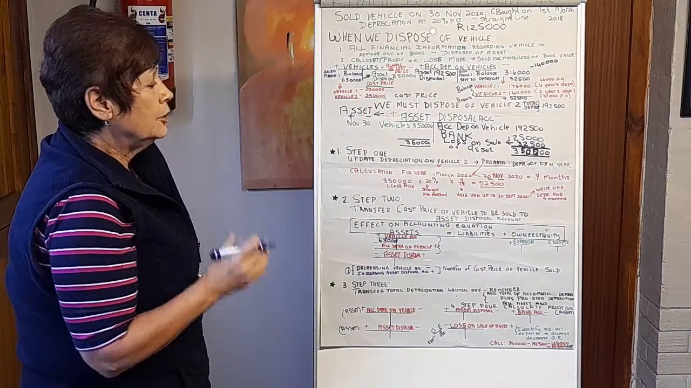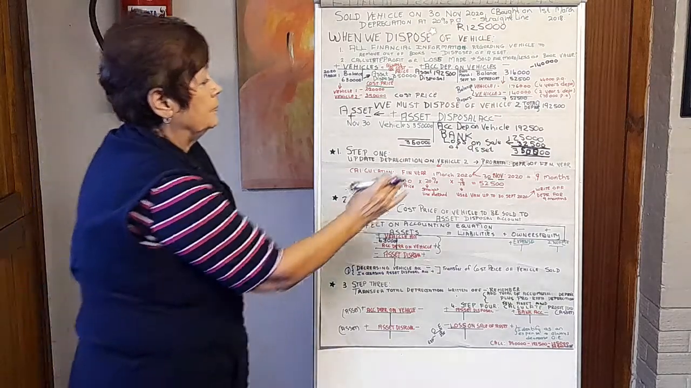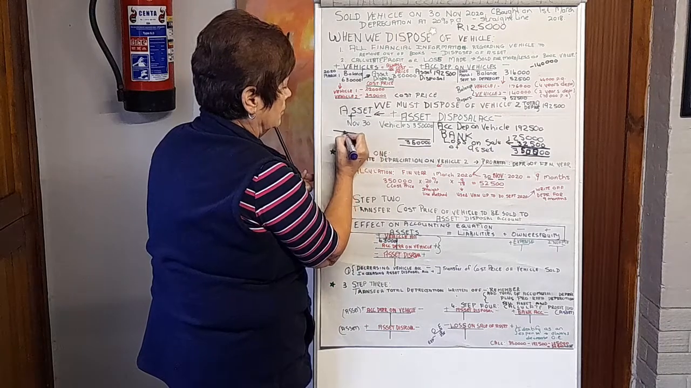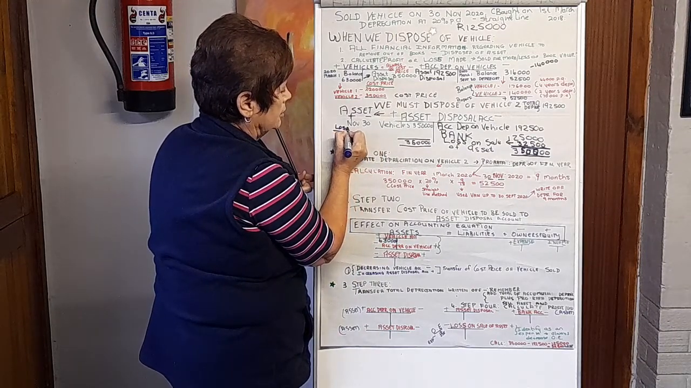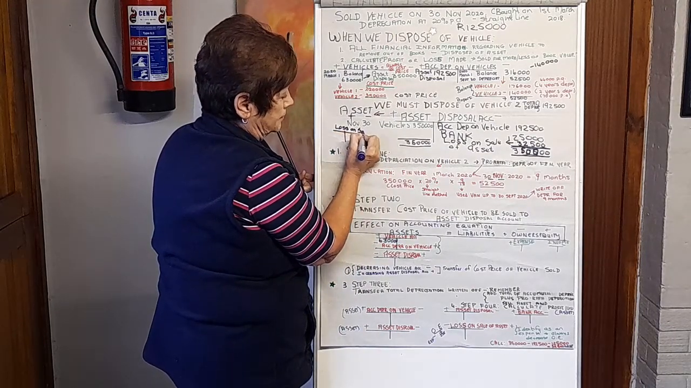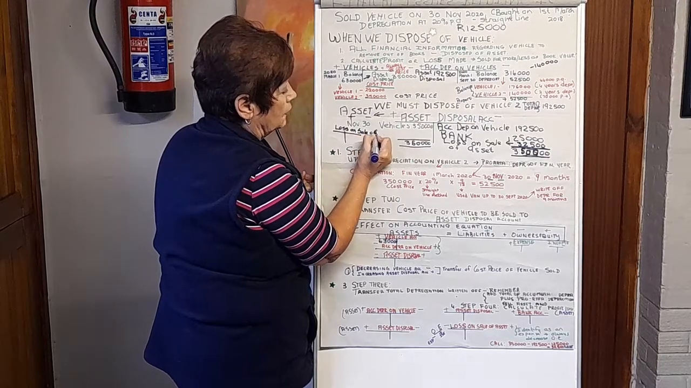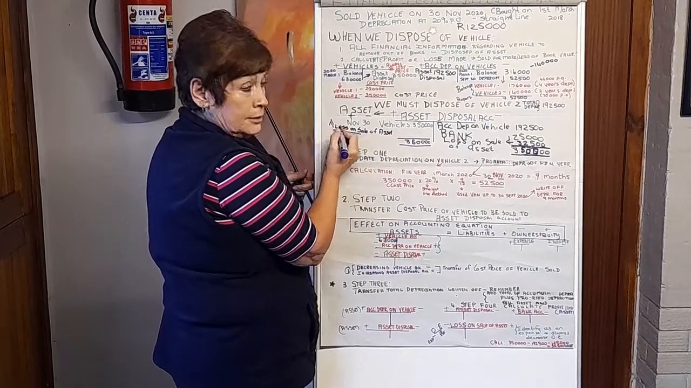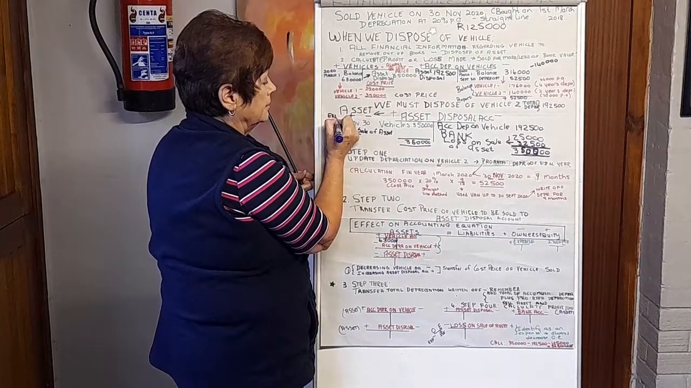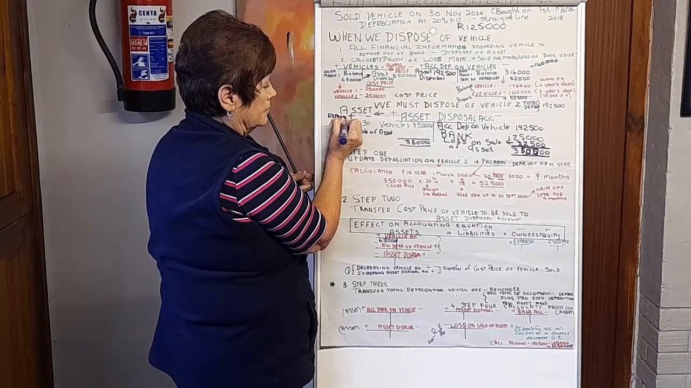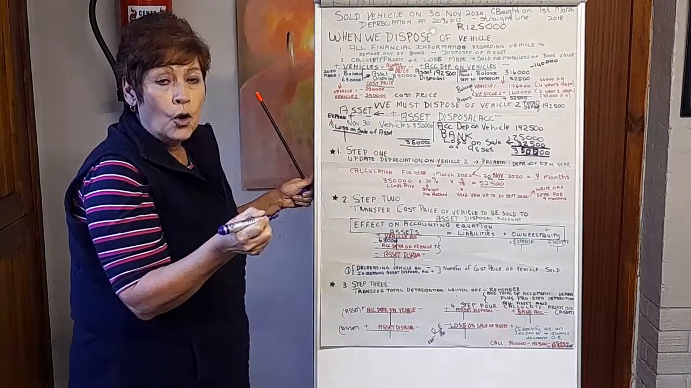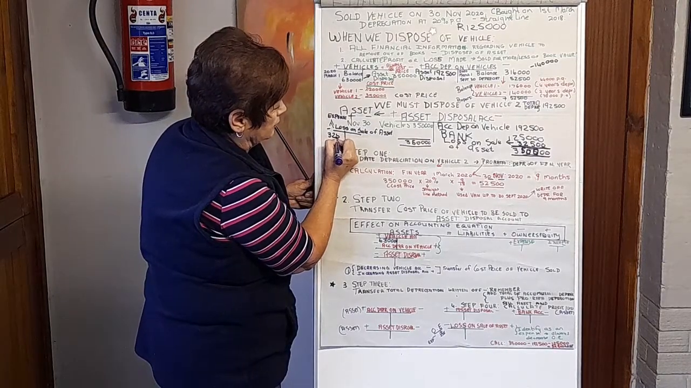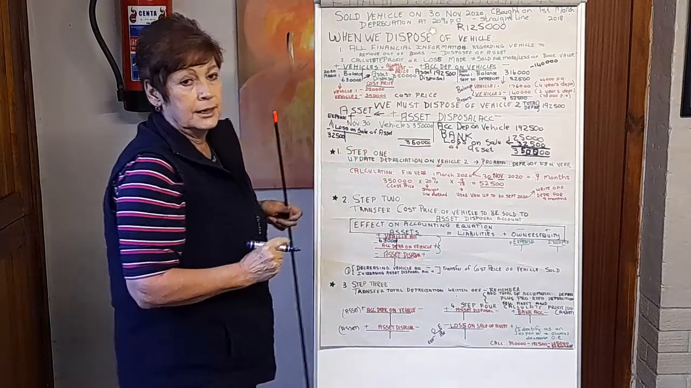Now, let's look at the loss on sale of asset. If you've credited this account, you will have to, let's have a look, loss on sale of asset account. A loss will be an expense, and the expense is always a minus. So you will put 32,500 on this side. It's a loss.